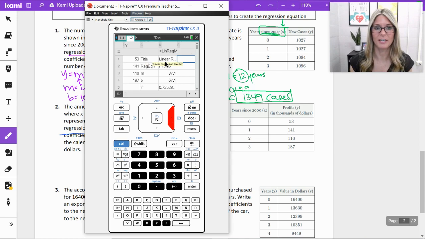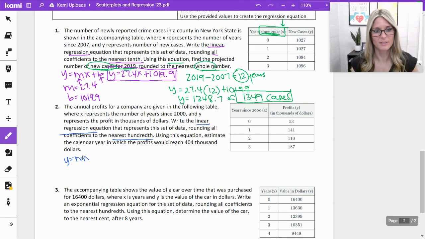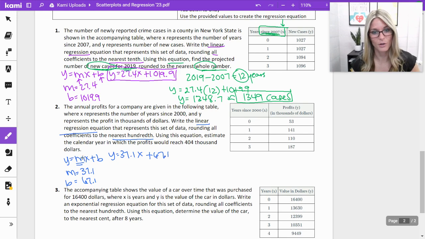Here's where the calculator's generated all my data for my linear regression, where M is going to be 37.1 and B is going to be 67.1. Let's get that written down. Y equals mx plus b. We're plugging in for M, 37.1. And B is going to be 67.1. So we have Y equals 37.1x plus 67.1. Don't forget your X. Don't forget to start it with Y equals. You're writing the entire equation.